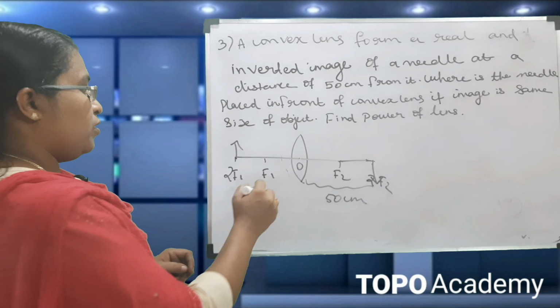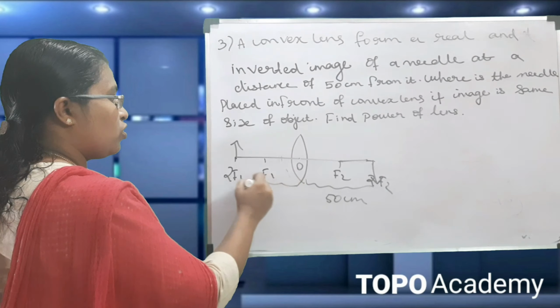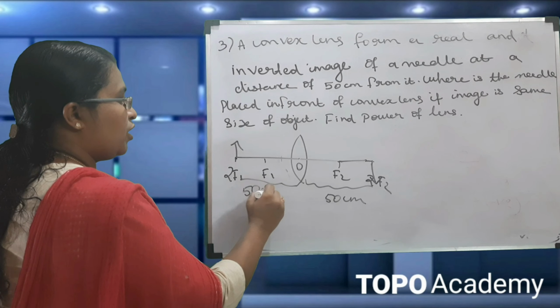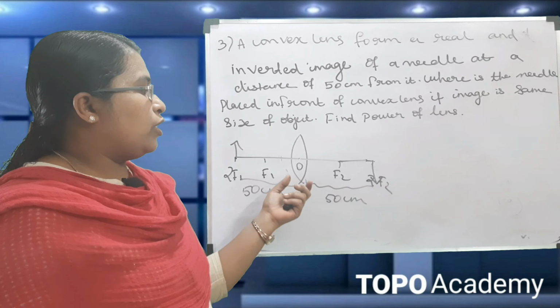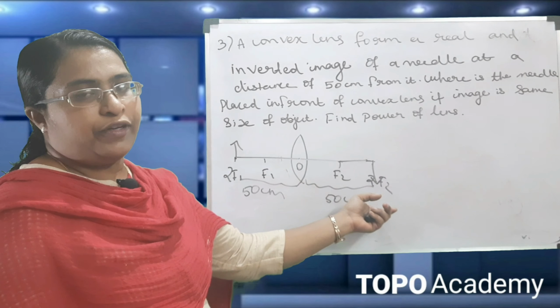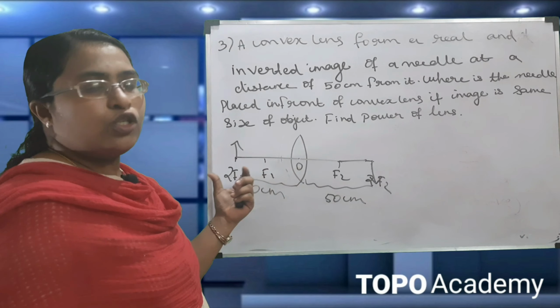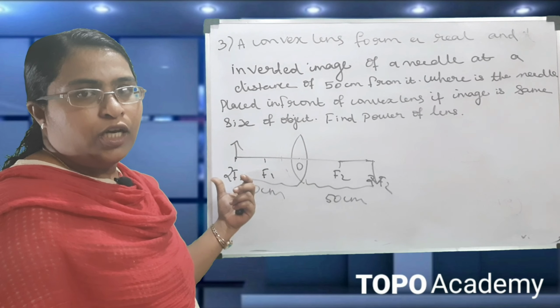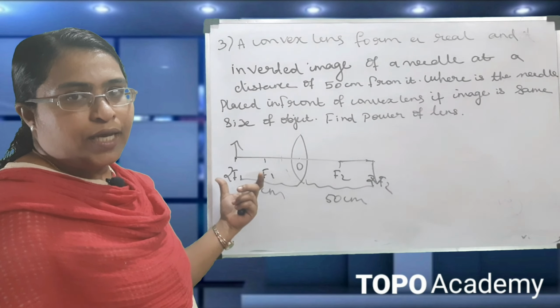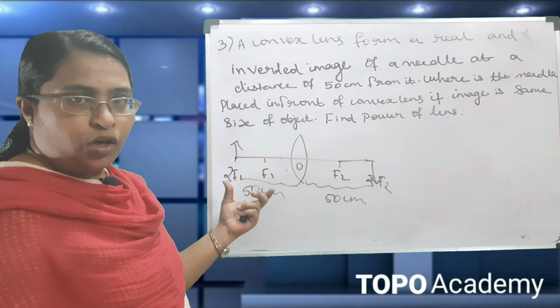So what is this one? This distance is also the same. It is 50 centimeter. Both distances are the same. So the distance from the optic center to 2f2 is 50 centimeter. As such, the distance from the optic center to 2f1 is also 50 centimeter. So the object is placed 50 centimeter in front of the lens.